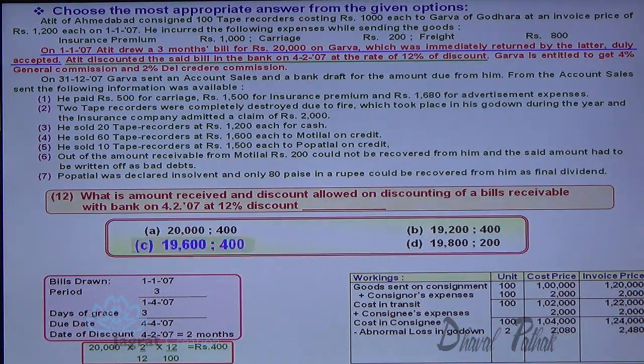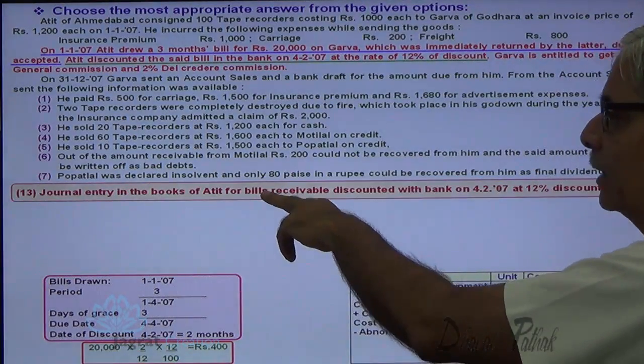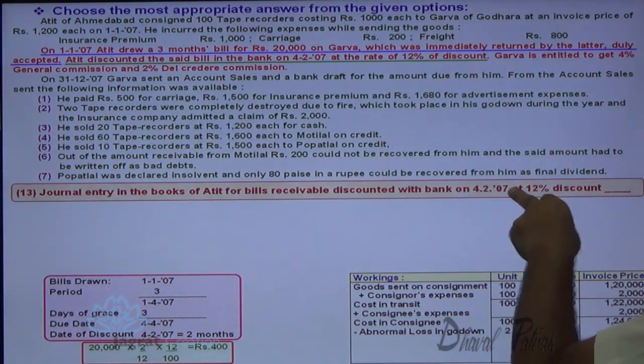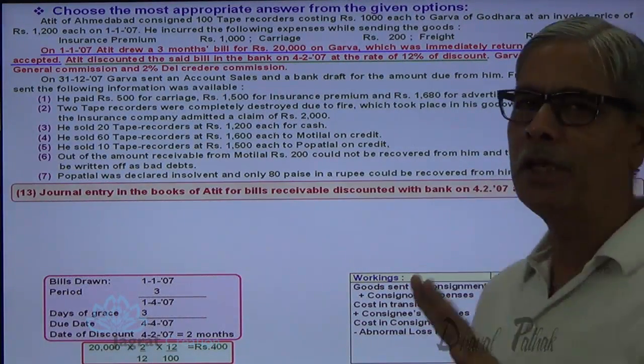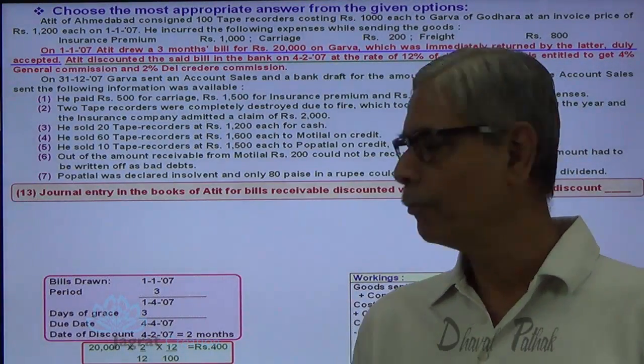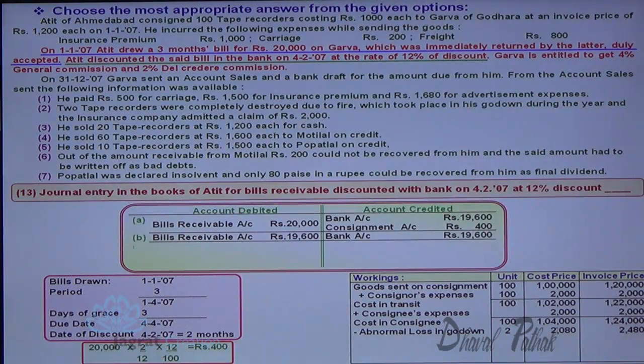Now, next multiple choice question. Journal entry in the books of Atit for bill receivable discounted with the bank on 4th February at 12% discount. Here we are going to identify the journal entry for this transaction. So these are the 4 options given to us.